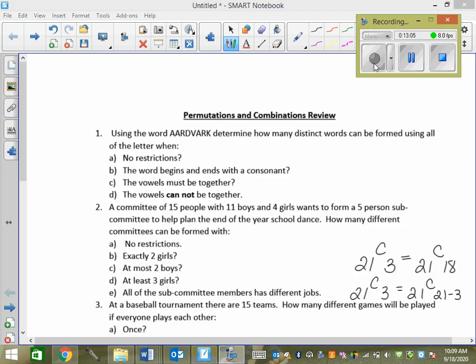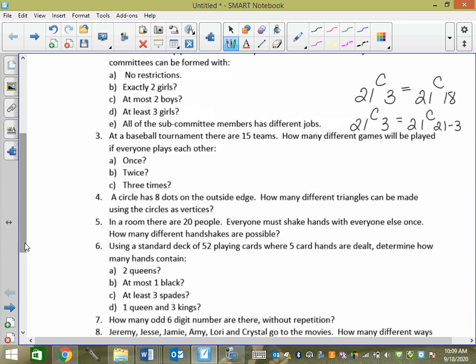Number 3, I threw in here because people forget about it. I'm just going to do it right on here. At a baseball tournament, there are 15 teams, so that's how many you choose from, right? That's your n. Then, how many different games will be played if everyone plays each other once? So we have 15 to choose from.